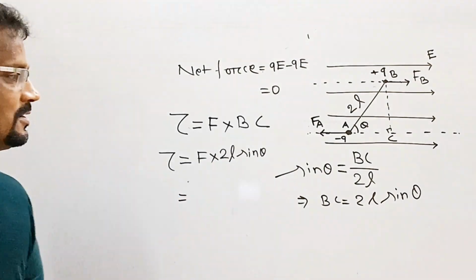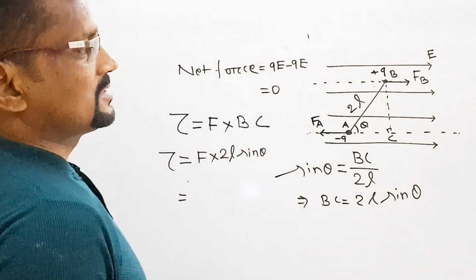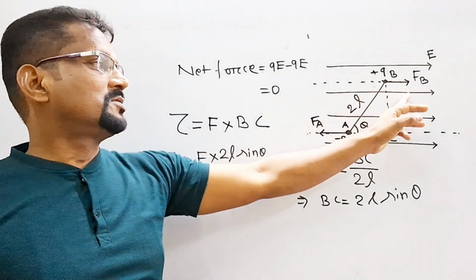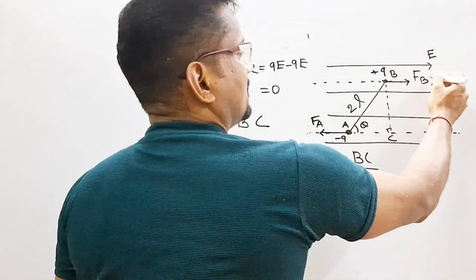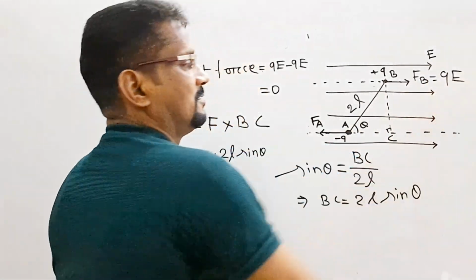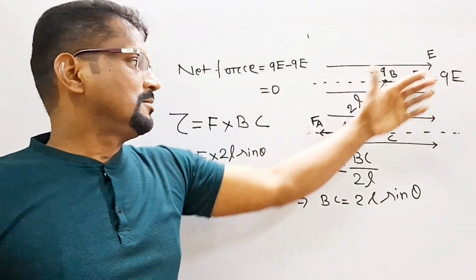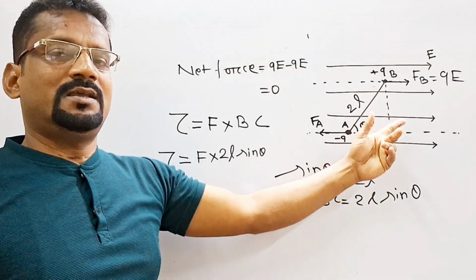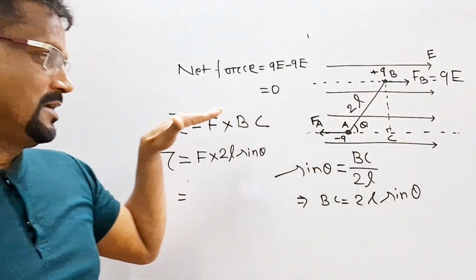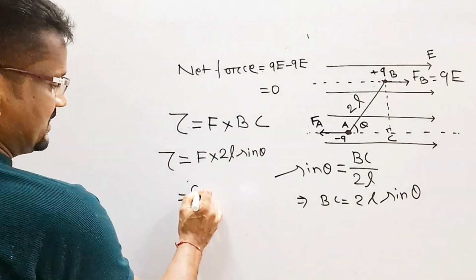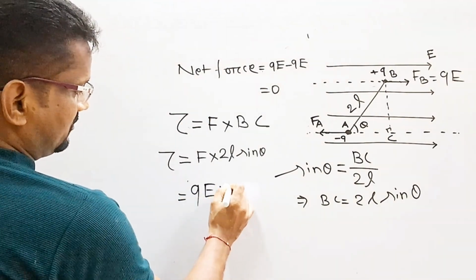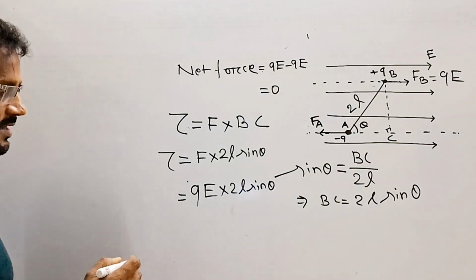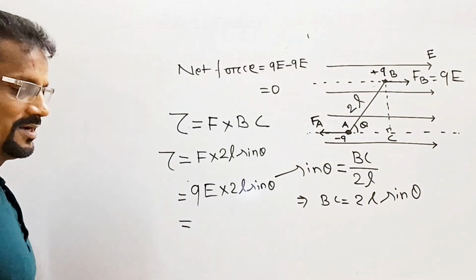Now F is what? Force is any one of the forces, either force you can consider. So any one of the forces you consider, force is QE in this direction, and here also the force is Q coulomb charge times electric field intensity E, so QE in this direction. So let us write QE into 2L sin theta.